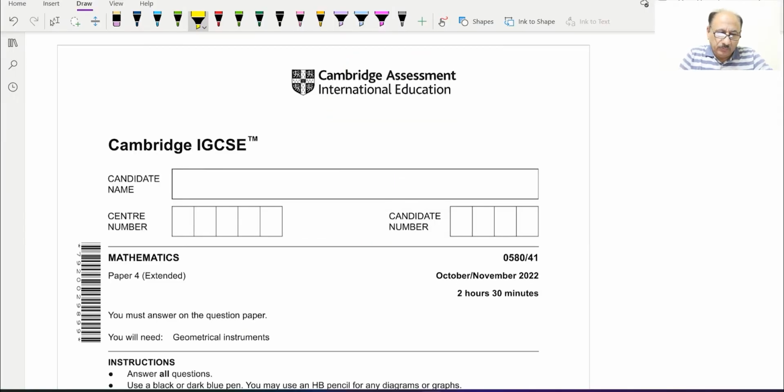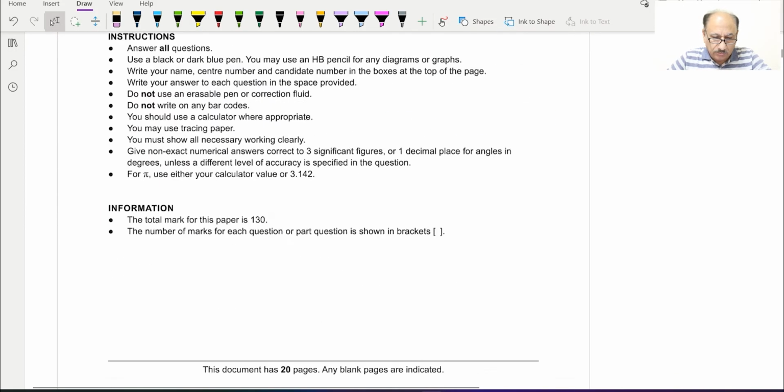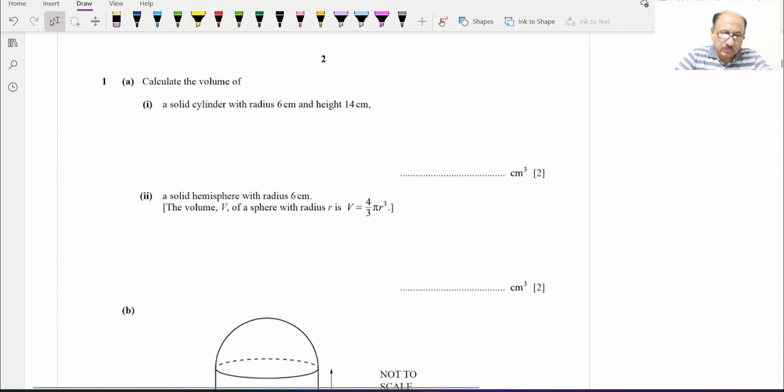Hello everyone, today we'll be going through Cambridge IGCSE Mathematics Paper 4 Extended 058041 October November 2022. Let's move to question number 1. Question 1 part A says calculate the volume of a solid cylinder with radius 6 centimeters and height 14 centimeters.